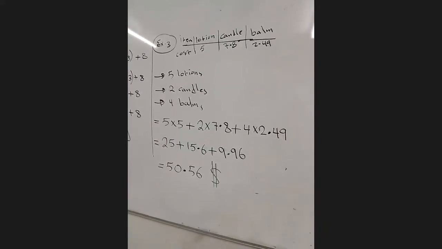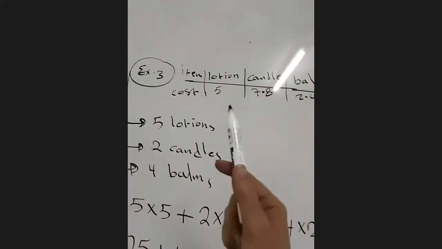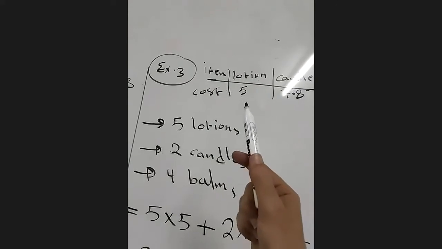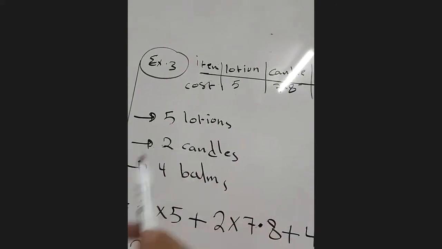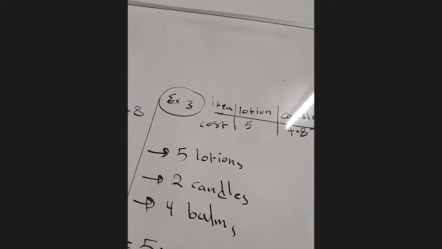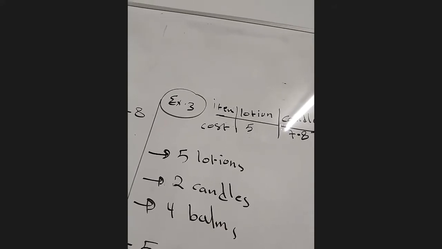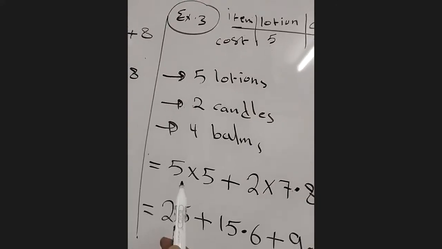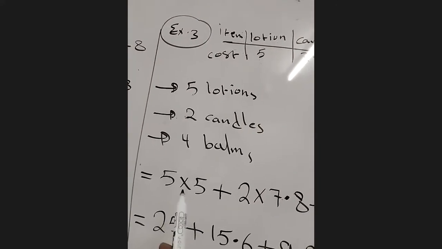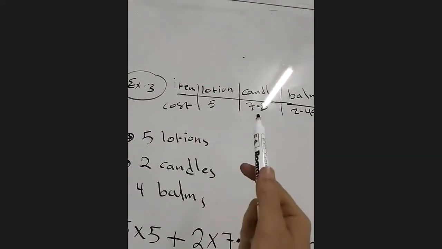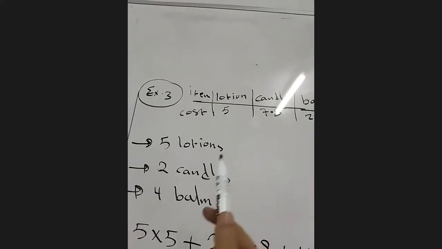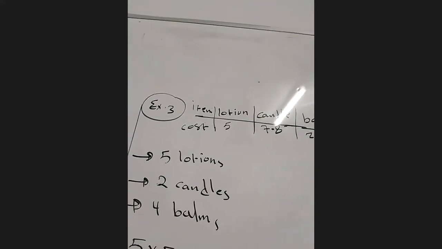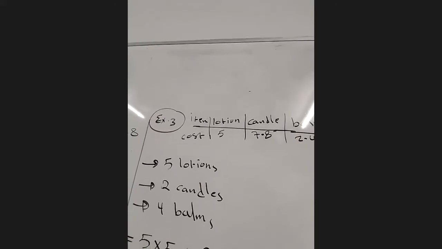Mister, I don't understand the question. One lotion is $5. If you want to buy 5 lotions, how much will you pay? 25. Why? Because 5 multiply 5. Got it? Okay. One candle is 7.8. If you want to buy 2 candles, what will you do? 2 multiply 7.8.